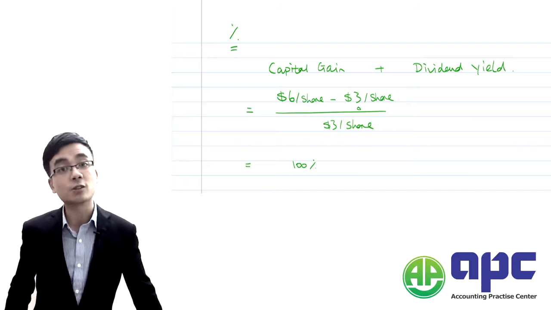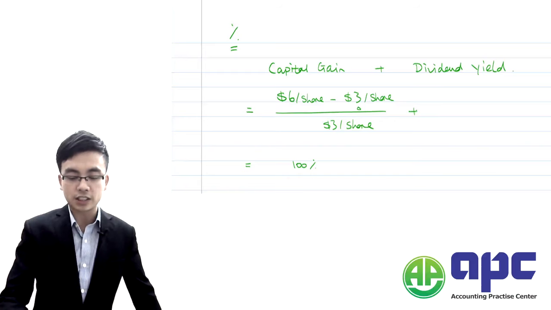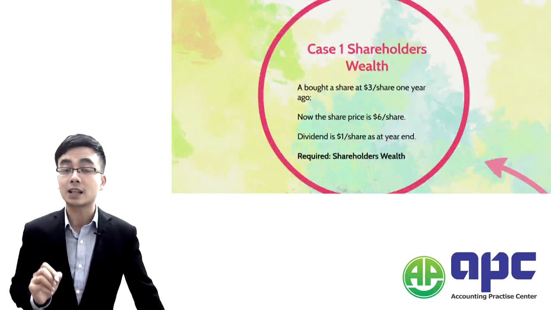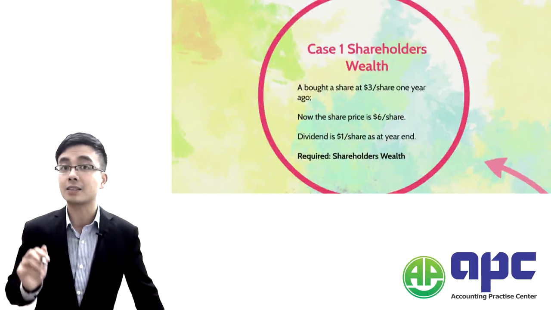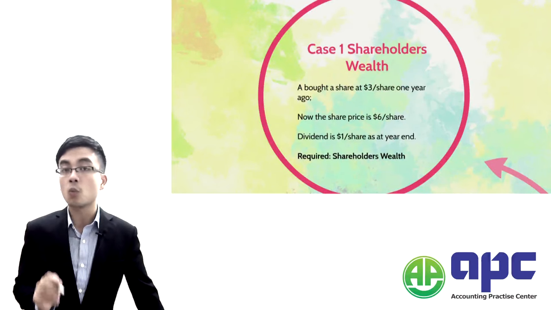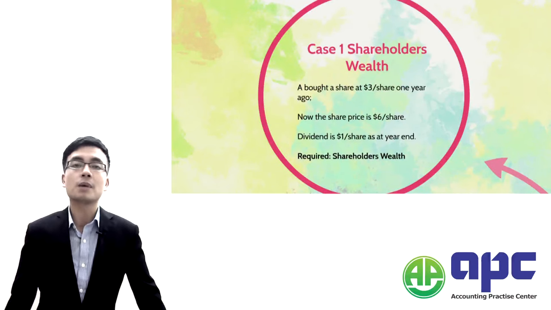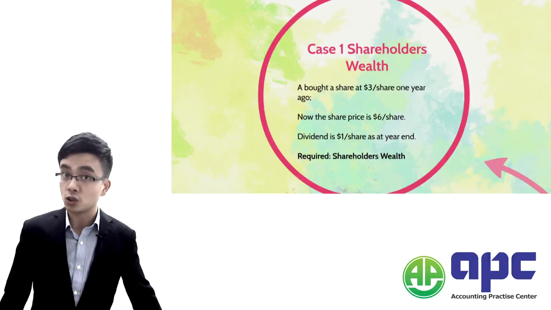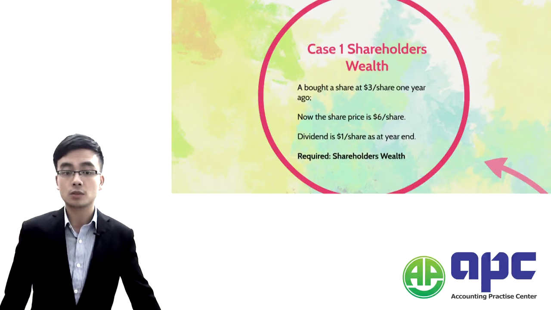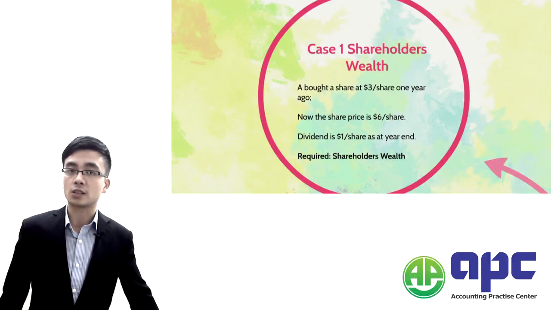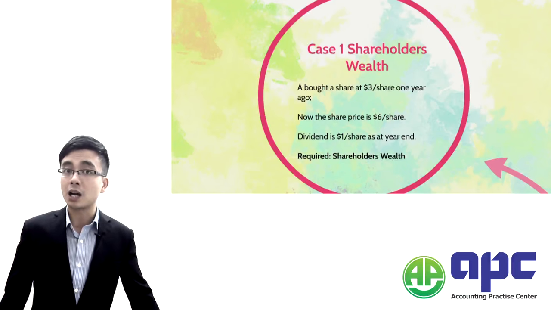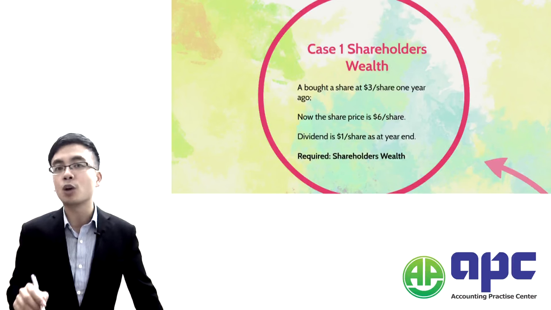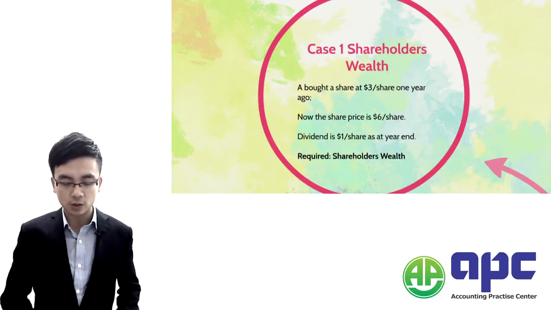What about the dividend yield on the other hand then? The question says that the dividend declared by the management at the current year end is $1 per share. That means if you buy 100 shares, you get $1 per share of cash, the dividend times 100 shares, so you will have $100 worth of cash. But now you only buy one share, so what is the dividend yield then?